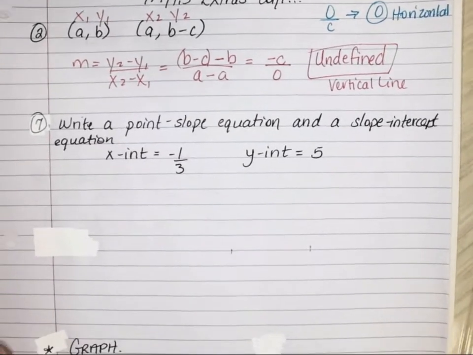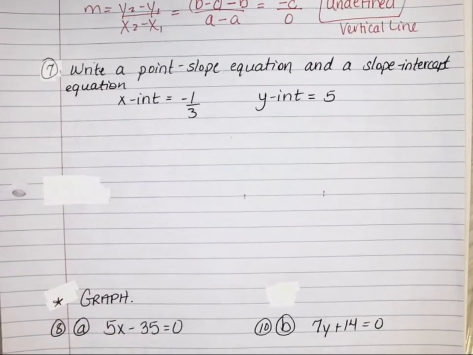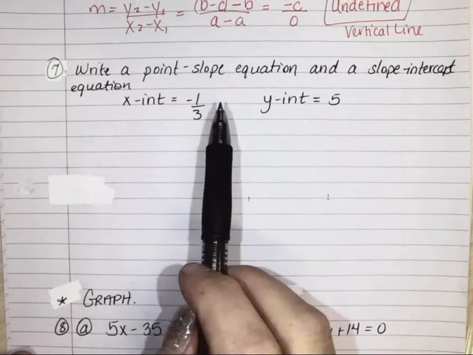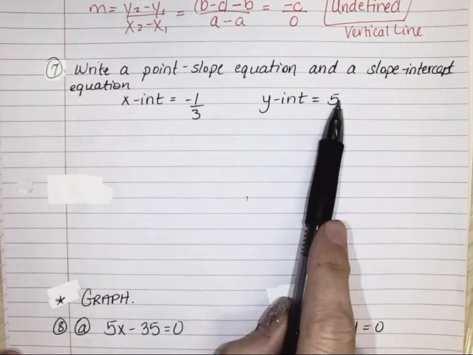All right, number 7. This is like number 7 in your math lab. Write a point slope equation and a slope intercept equation. So I just wanted to go over a problem like this with you, when they tell you that your x-intercept is -1/3 and your y-intercept is 5.